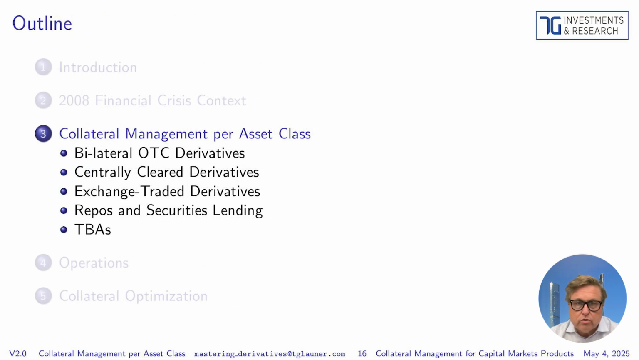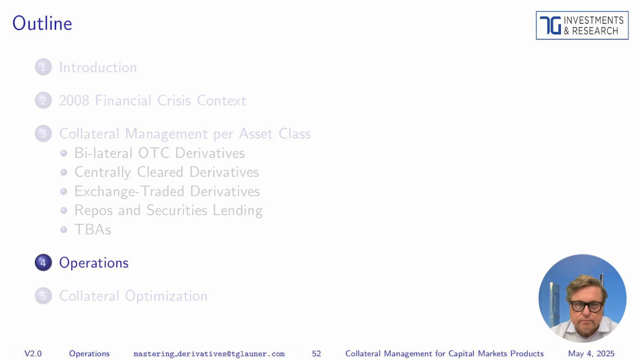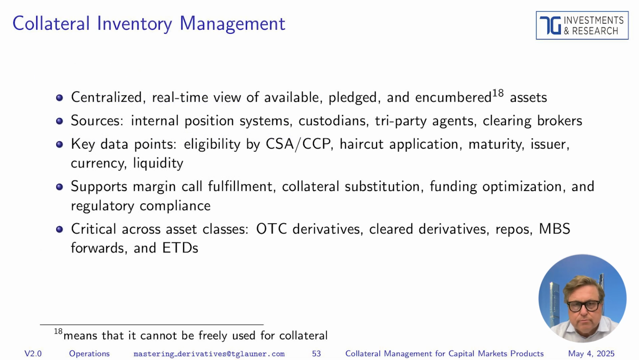We have now covered a large part of collateral management by detailing the measures and processes for the different types of asset classes. Let's talk about operations across all the trades. Real-time tracking of collateral inventory is quite useful depending on the size and complexity of the institution. It involves monitoring eligible, pledged, and unencumbered or encumbered assets continuously. Data for this process comes from internal systems, custodians, FCMs, and tri-party agents. Some of the key attributes to consider include eligibility according to CSAs or CCPs, the haircut applied to the asset's value, its maturity date, and the currency in which it is denominated.